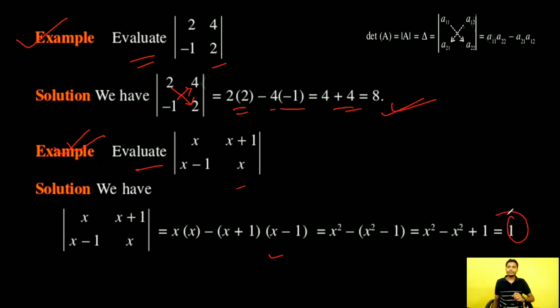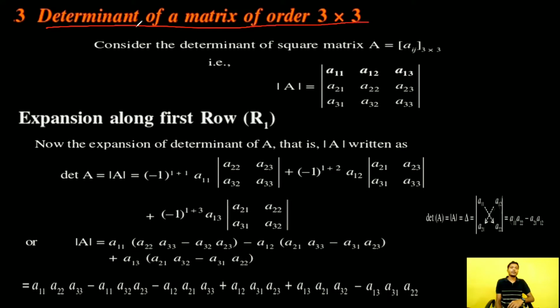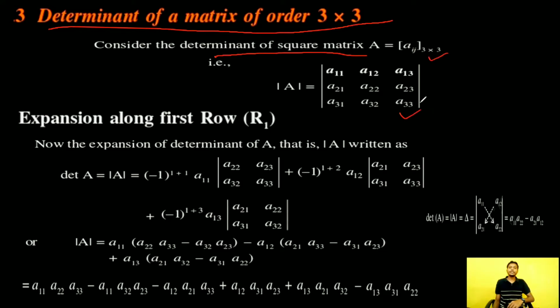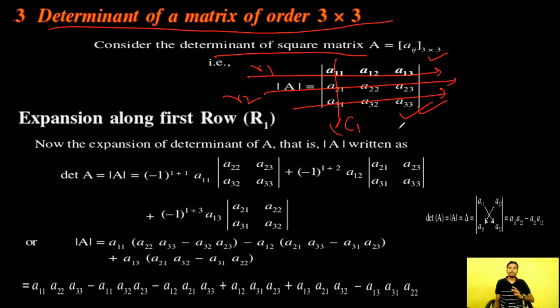Okay. Now, the determinant of a matrix of order 3 by 3. Consider the determinant of a square matrix. This is this. Now, we can expand this determinant along any row, row number 1 or row number 2 or row number 3, or column number 1 C1, column number 2 C2 and column number 3 C3. In every case we will have the same value of the determinant.